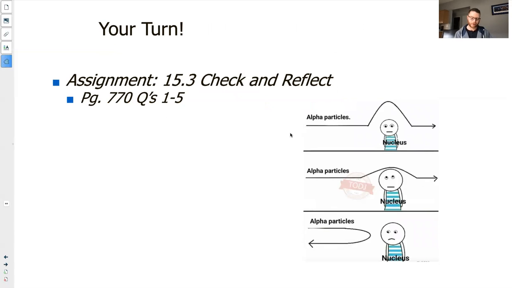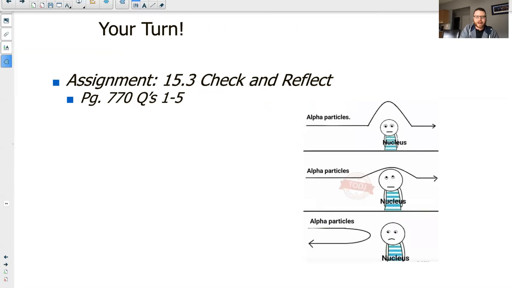So your assignment for 15.2 and 15.3: I want you to watch The Mechanical Universe for Millikan's oil drop, if you need a little bit of a refresher there. And also we have assignment 15.3, check and reflect, page 770, questions 1 to 5. I've included the solutions to that with this post. Please take the time today to do those practice problems and compare your answers to the solutions.